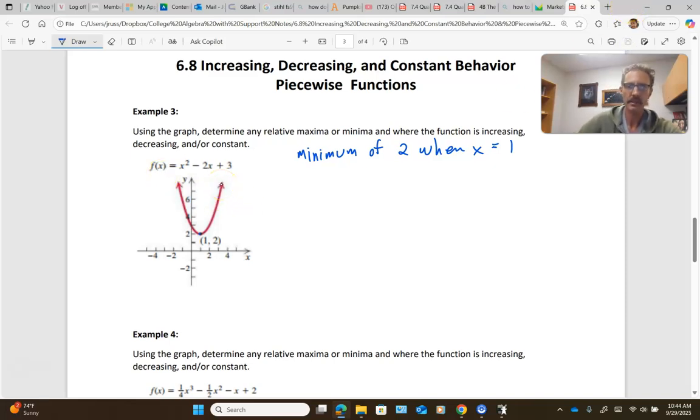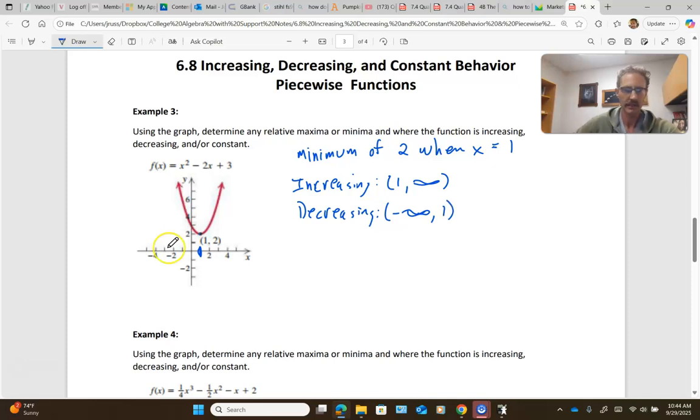And then as far as increasing and decreasing, any quadratic function does both, right? It's increasing, it starts right here at the minimum, and it has an x of 1. So it starts at 1 and goes to infinity. And then as far as decreasing, well, on the left-hand side, it was always decreasing until we get to the minimum here. So for decreasing, we'll say negative infinity up to 1.